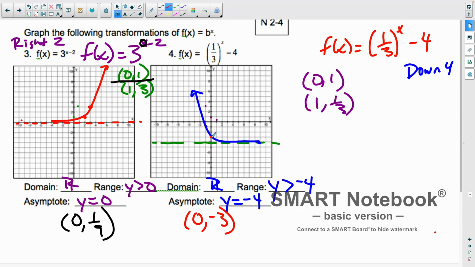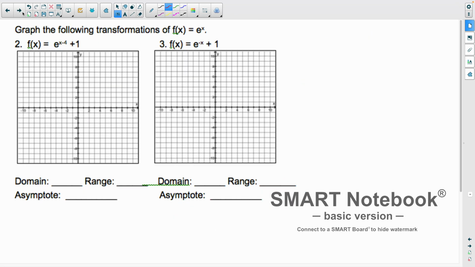All right, last one. I want to do one more with you and we'll be done. I want to do this one right here. I'm going to write it over here to the side. F of x equals e to the x minus 4 plus 1.